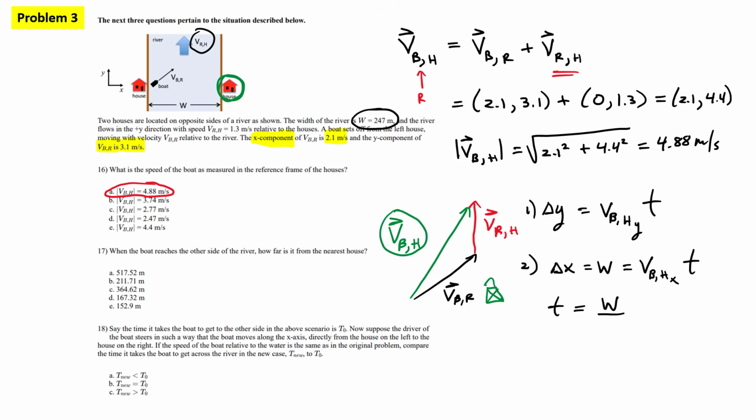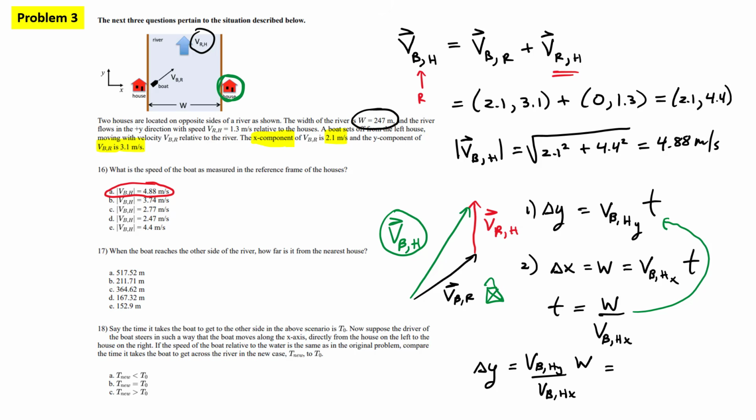It's simply going to be the width divided by this x component of that vector. All right, so you could substitute this in right away, but I'm just going to instead substitute this whole expression up above and then punch in the numbers. So we're going to substitute time right here to get my y displacement. My y displacement at the end of the day is going to be my y component, VBHY, multiplied by the time. The time here is going to be the width divided by VBH, the x component.